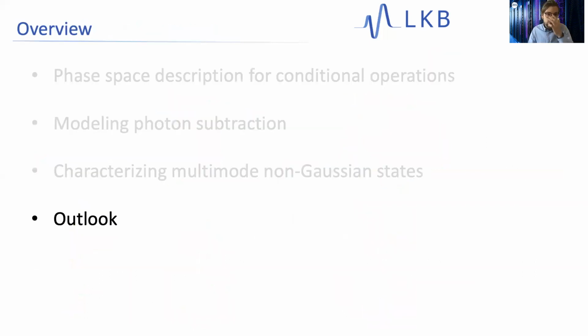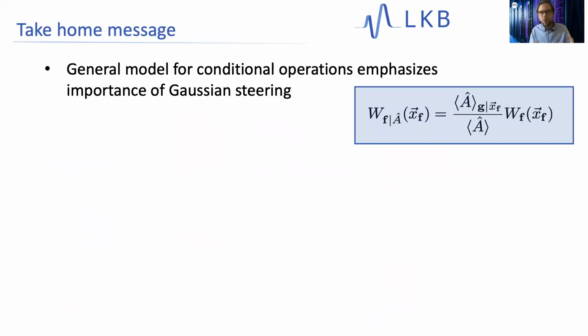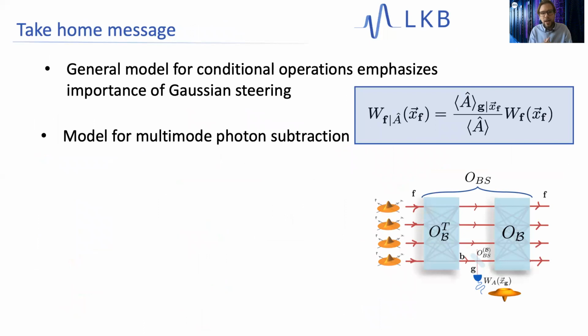And so now I want to first of all give you a little take-home message. What I showed you is that we have a general model to describe conditional operations on phase space that really emphasizes the importance of Gaussian steering in relation to Wigner negativity. We have also used this model to describe multimode photon subtraction, which can even be extended to subtraction of multiple photons. I have not really showed this. It's much more complicated on the level of calculations and formulas, but in principle, it can be done.